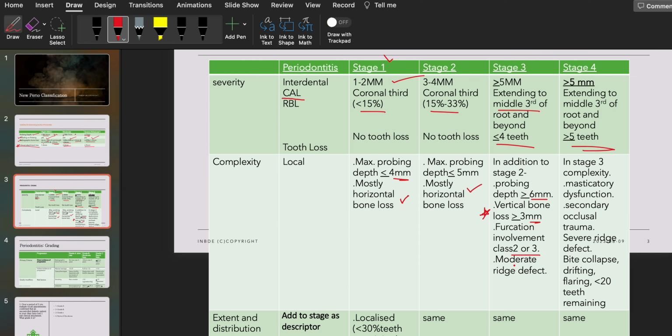And there is going to be ridge defect, but the ridge defect is going to be moderate. Now, for stage 4, there is going to be masticatory dysfunction. The patient might not be able to chew food properly. There will be secondary occlusal trauma associated with stage 4, and there is going to be severe ridge defect. Over here there is moderate, over here there is severe. There will be bite collapse, drifting and flaring of the teeth, and less than 20 teeth remaining. So in the question, if they are saying there are less than 20 teeth remaining or 10 opposing pairs, then it means the same thing.